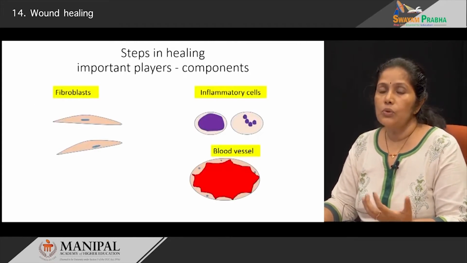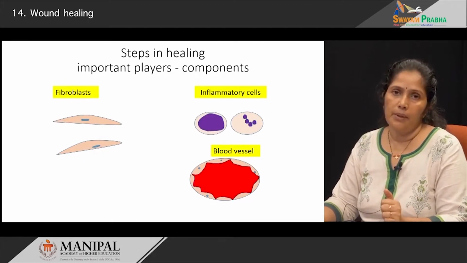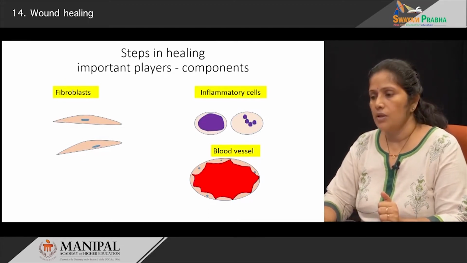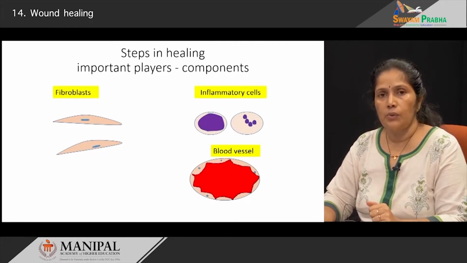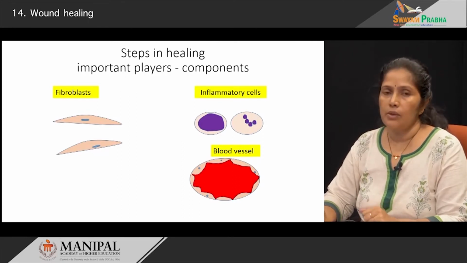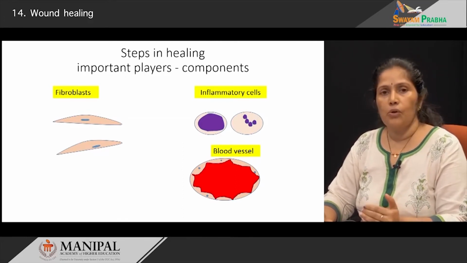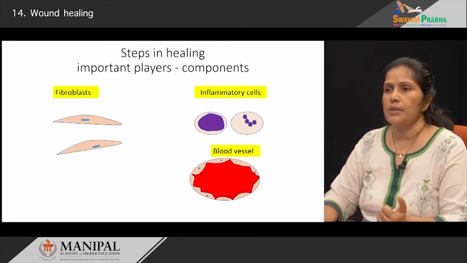Now, to do these things, there are three very important players in repair. So, what are these? The first thing are these fibroblasts, which are going to lay down collagen. Then we have our inflammatory cells. They could be neutrophils, followed by lymphocytes and macrophages. There could be some amount of plasma cells also.